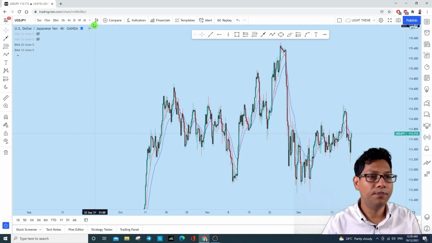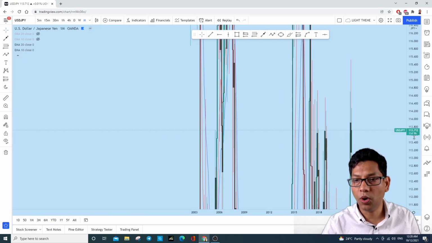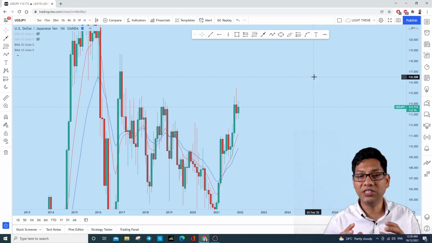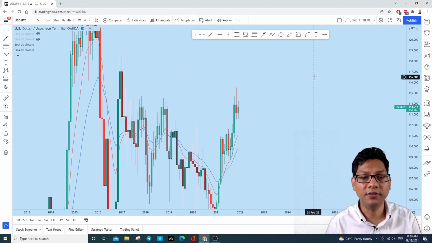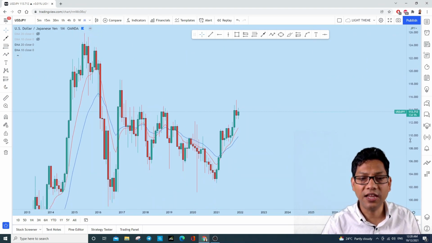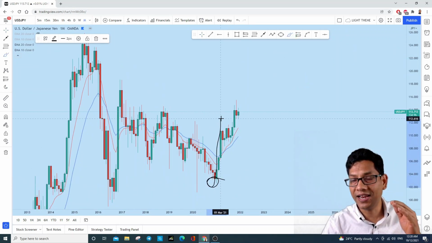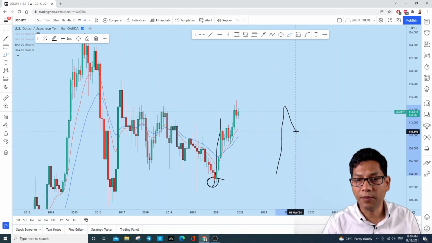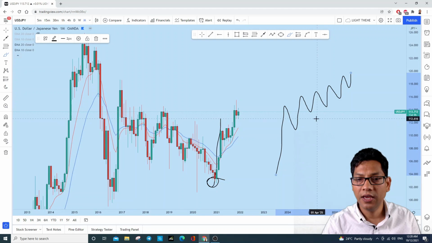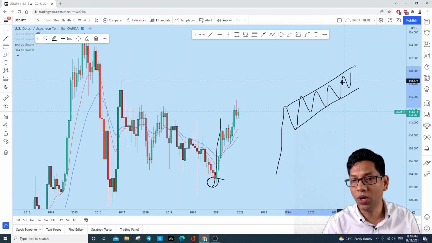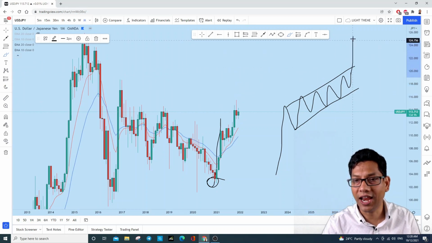Now as usual on the monthly, let's see what kind of price action we have. On the monthly, USDJPY is in an uptrend. Starting from here, the price went aggressively up, creating this impulse, and then the price created an upward channel. This is a strong bullish price action. When you see a pattern like this, you can expect it to explode or break to the upside.